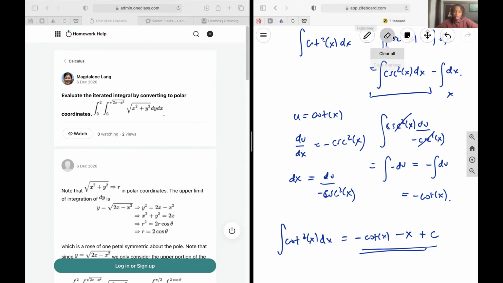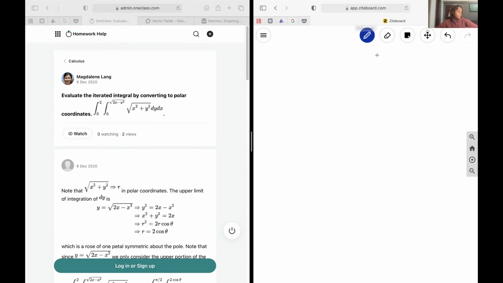Okay, next up we want to evaluate the iterated integral by converting everything to polar coordinates. And so let's go about doing that.